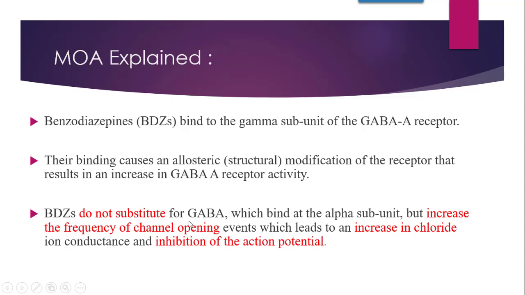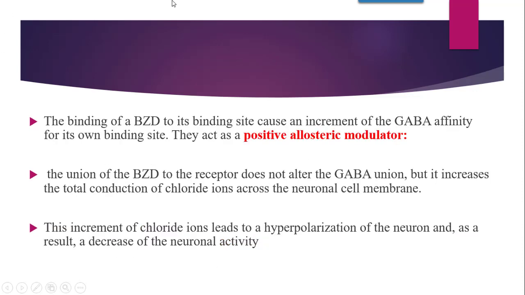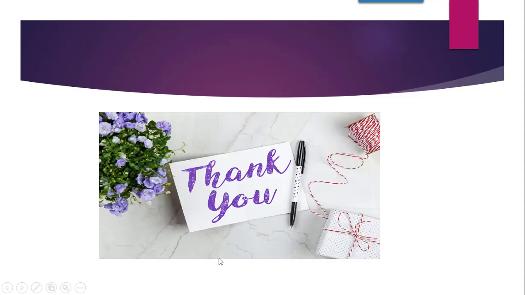Benzodiazepines do not substitute for GABA. They only increase the frequency of channel opening, and chloride ion conductance will take place, because of which action potential inhibition will take place. So these are the positive allosteric modulators, and they increase the conduction of chloride ions across the cell membrane. So this will lead to hyperpolarization and decrease the neuronal activity. With this, we finish the mechanism of action of benzodiazepine. Thank you.